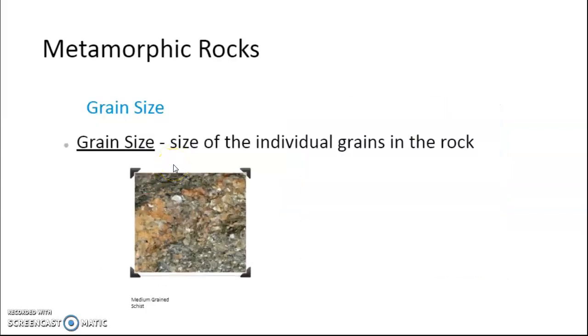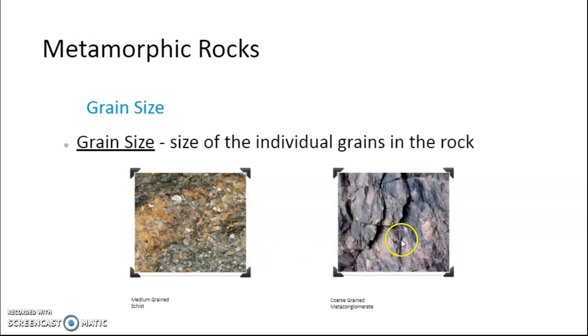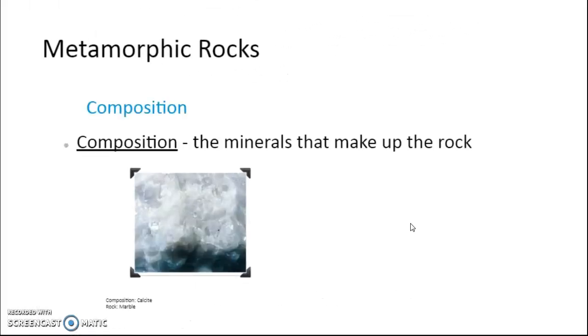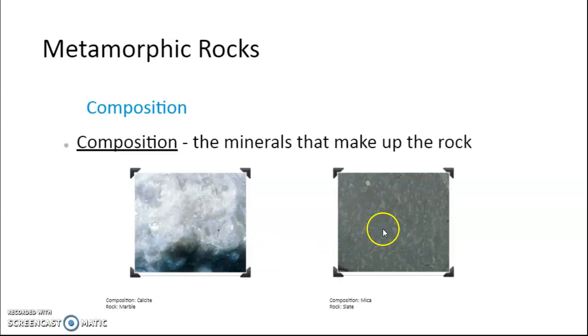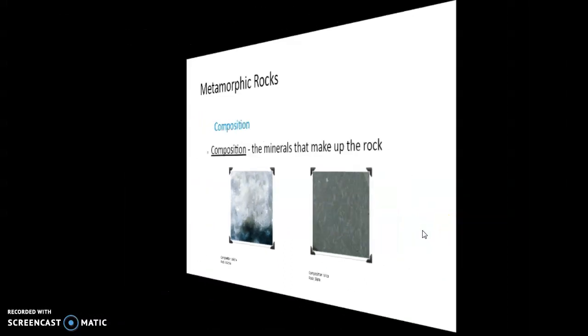Grain size is another way that we classify metamorphic rocks. They can have medium grains. This rock is called schist, or very coarse grained. This is called metaconglomerate, and you can see those big, giant individual pieces of mineral. We also classify metamorphic rock by composition, or the minerals that make up the rock. This is calcite that forms into marble, and this was mica that forms into slate.